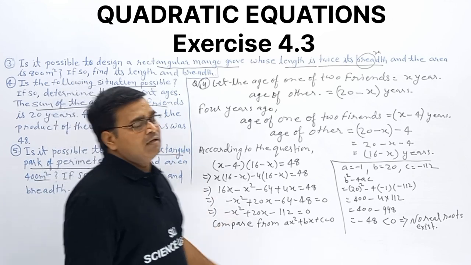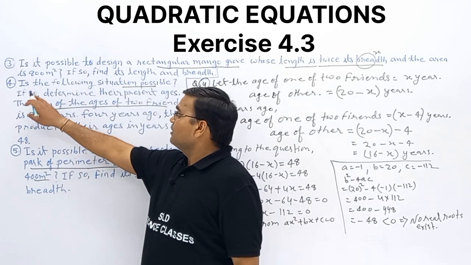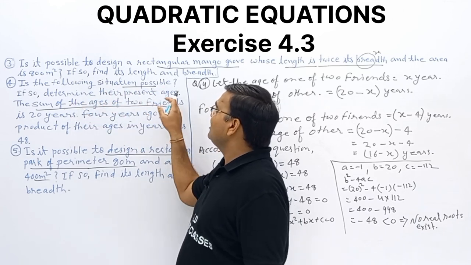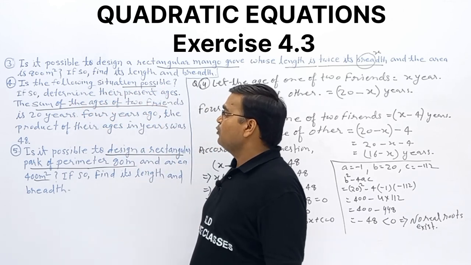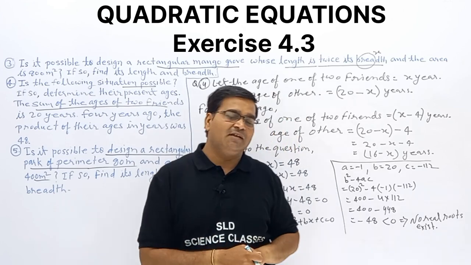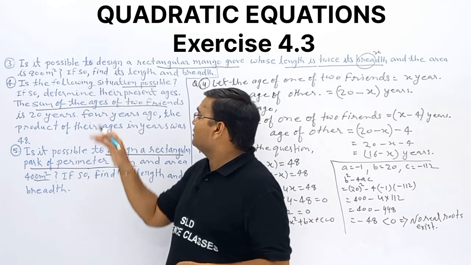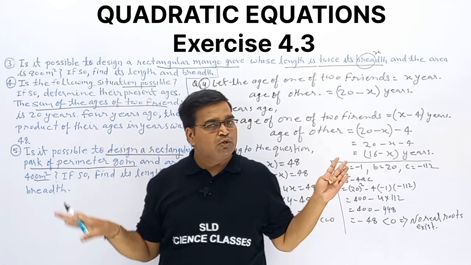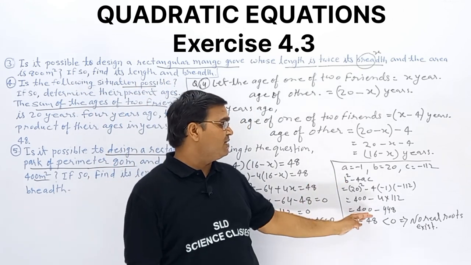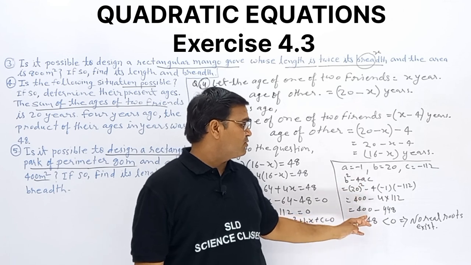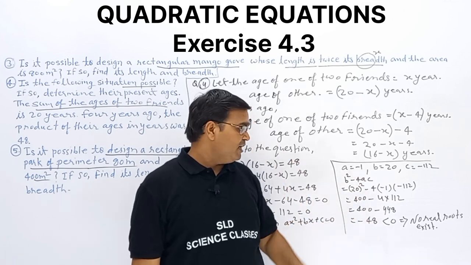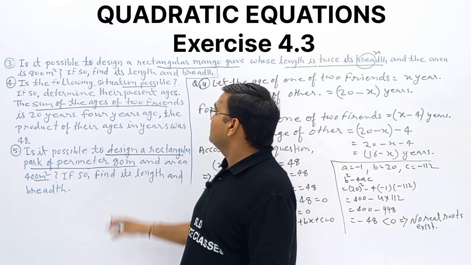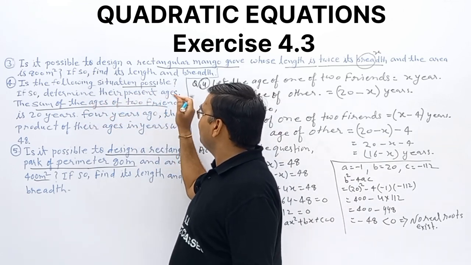Observe again. Is the following situation possible? If so, determine their present ages. We want, if possible, then we will derive what? Determine. Is the following situation possible? But this situation is not possible. Why? Because we are getting b square minus 4ac less than 0. It means negative values. So we cannot find ages. Determine their present ages, we cannot find.